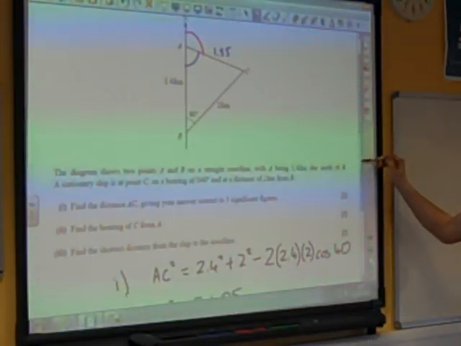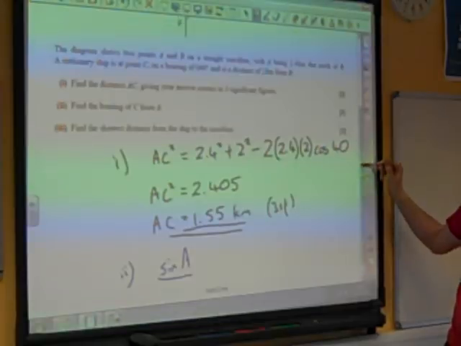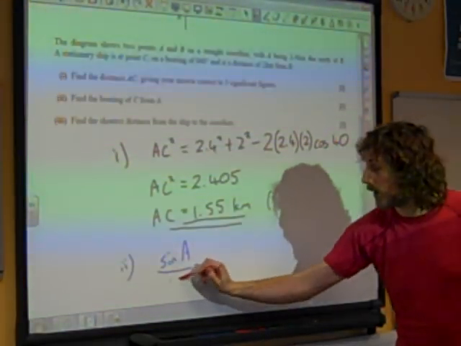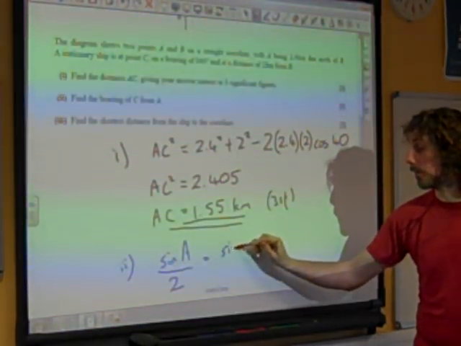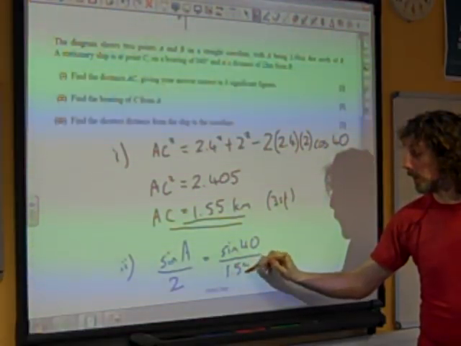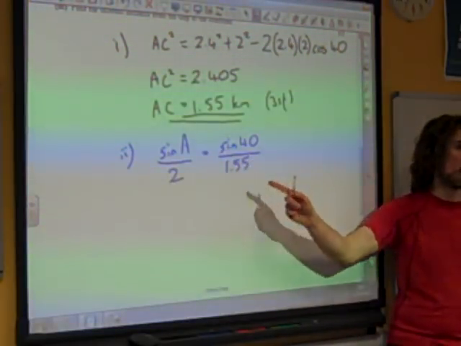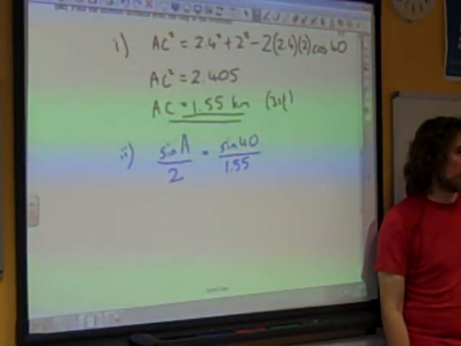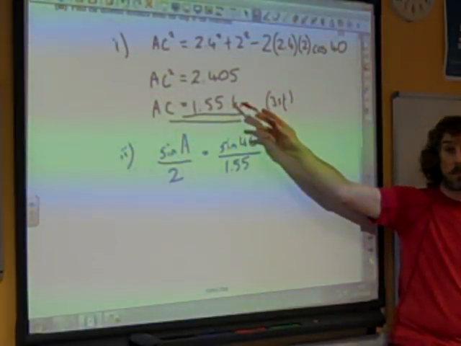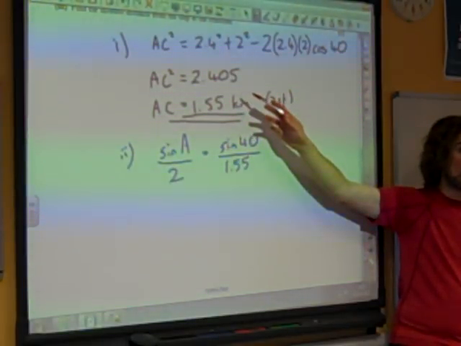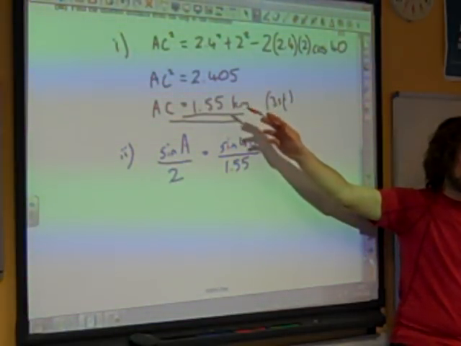So we're going to say that sine A divided by the side opposite it, which is 2, equals the sine of 40 divided by 1.55. But one thing that we're going to do that is going to be quite smart in this is we're not going to type 1.55 into our calculator. We're going to make sure that when we did this question here, and we got 2.405 and then square rooted it, that we either save that as a memory or we use it as the recorded answer in our next bit of calculation. It might be sensible to save it as a memory.